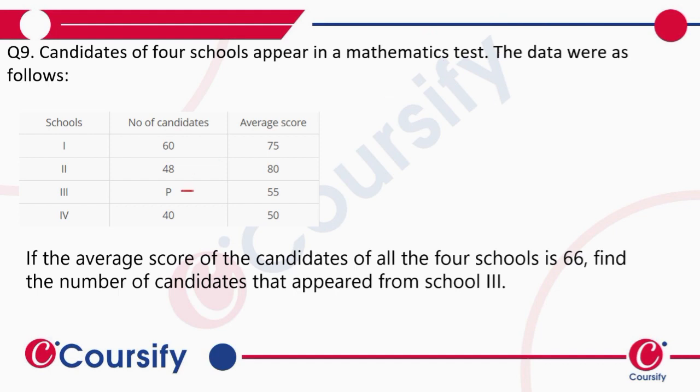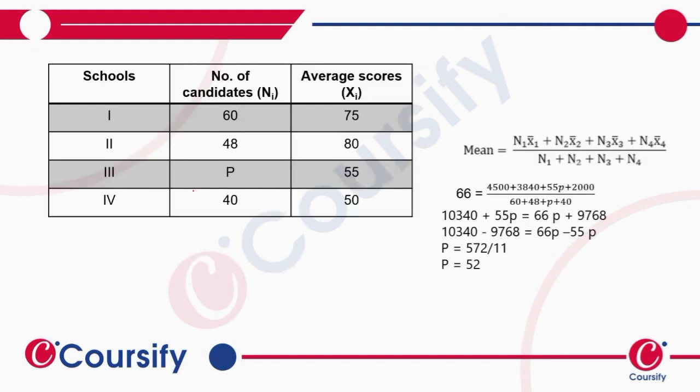Here we have taken it to be P. So we have the table here. In school 1, there were 60 candidates, whose average score was 75. In school 2, there were 48 candidates, average score being 80. Then from school 3, there were P candidates whose average score was 55. Again, from school 4, there were 40 candidates whose average score was 50.